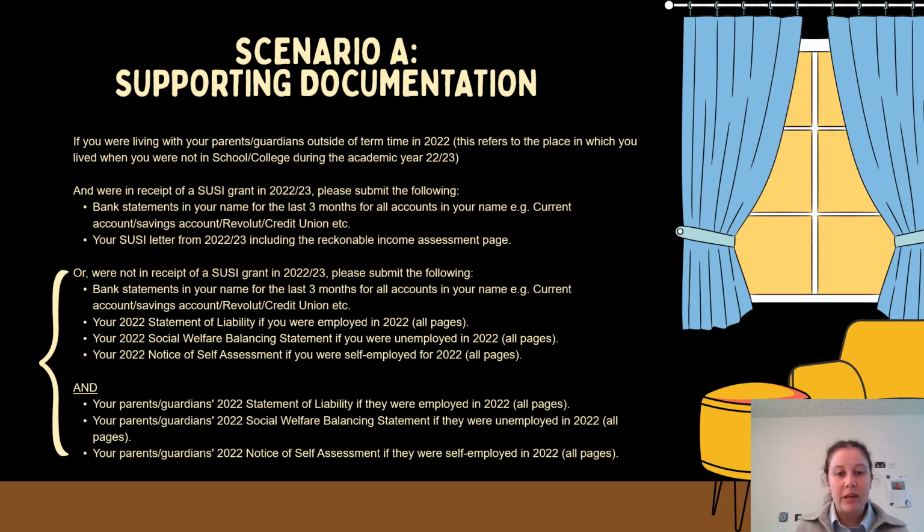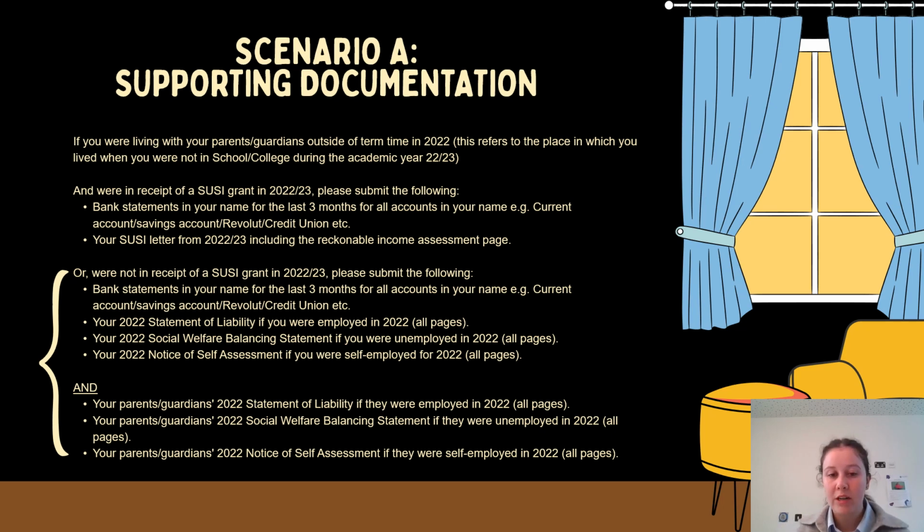So to sum scenario A up again, there's 2 options here. If you are living with your parents in 2022 and you were a SUSI student, I want 3 months bank statements and your SUSI letter from 22-23. If you were not on SUSI, I want your 3 months recent bank statements.